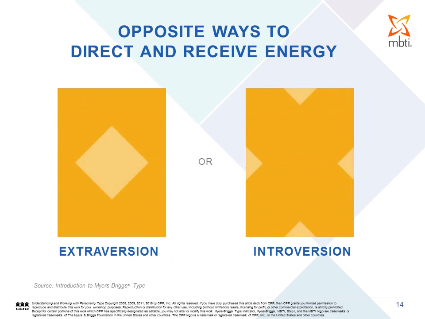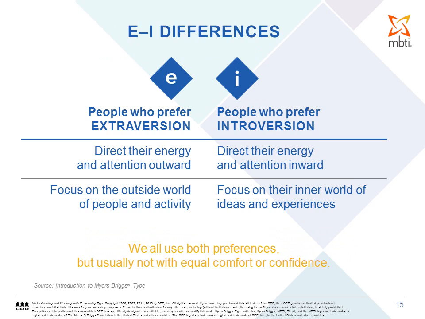So the first pairing, or dichotomy, that we'll look at is extroversion or introversion. You'll remember that those are opposite ways to direct and receive energy. People who prefer extroversion direct their energy and attention outward, so they focus on the outside world of people and activity. And people who prefer introversion direct their energy and attention inward, and they focus on their inner world of ideas and experiences.